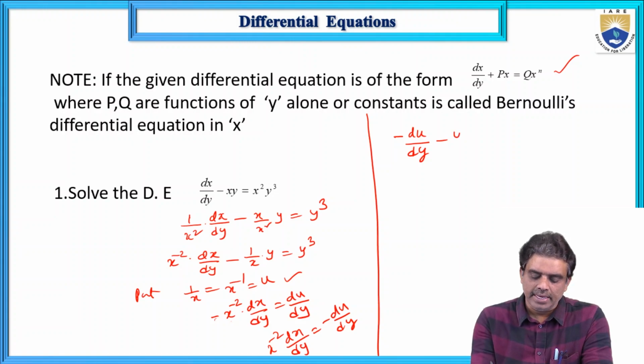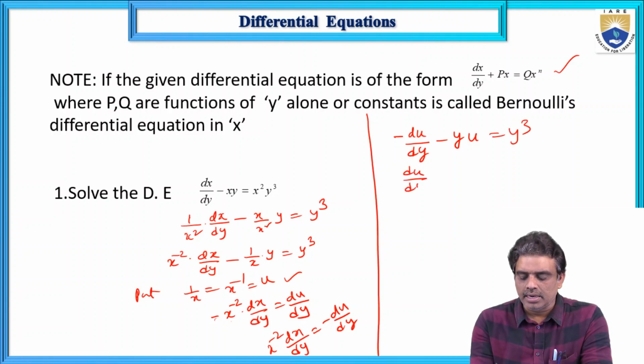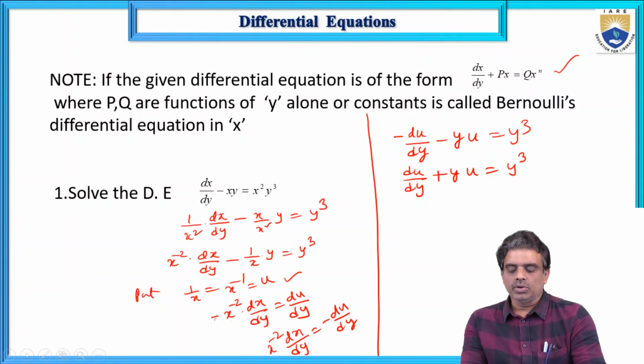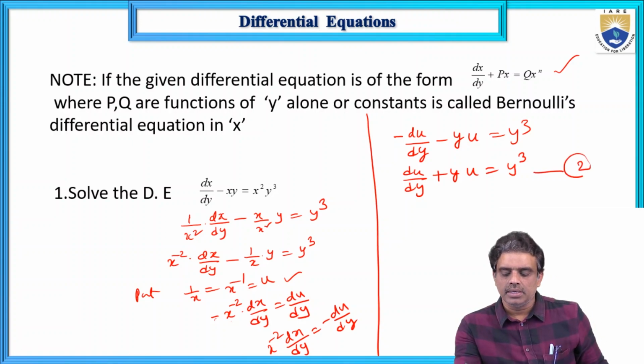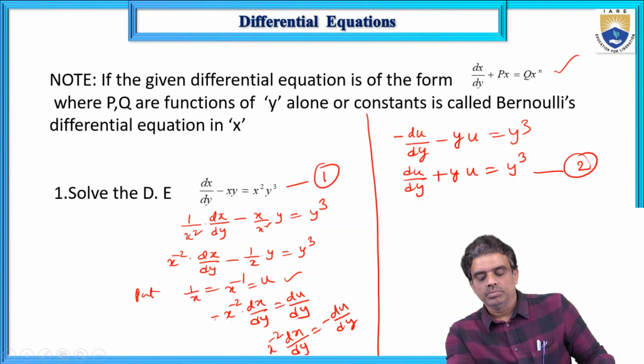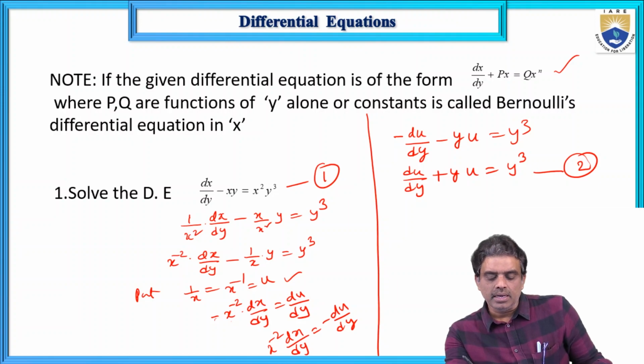So this is y as it is, of u, where 1 by x is equal to u, and y as it is equal to y cube. What can I write? I am rewriting: du by dy plus y of u is equal to y cube. So clearly this equation is a linear differential equation in u. Am I right? Here p and q are functions of y.